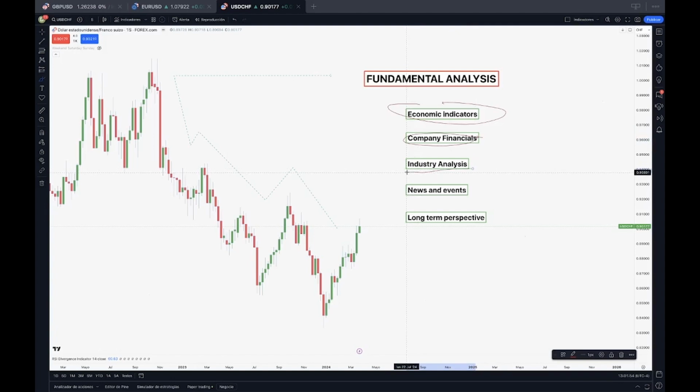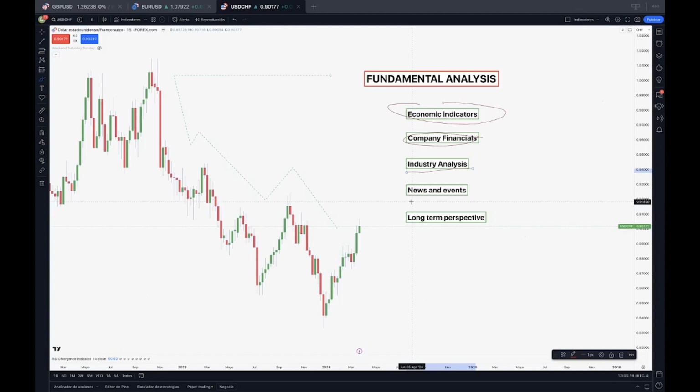But then we also have the constant news and events. Stay informed about news, events, and developments related to the company and its industry. Earnings reports, product launches, regulatory approvals, and, for example, geopolitical events can all impact stock prices.